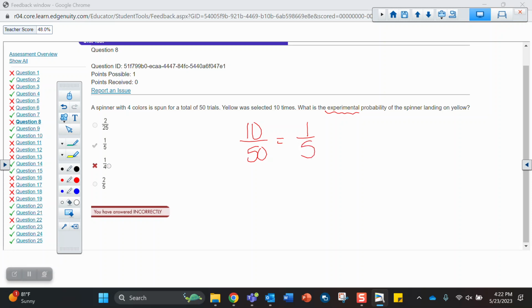You picked 1/4. That's the theoretical probability with 4 colors, all of them being equally likely. Yellow is 1 out of the 4, but it didn't ask for the theoretical probability. It asked what happened in the experiment.